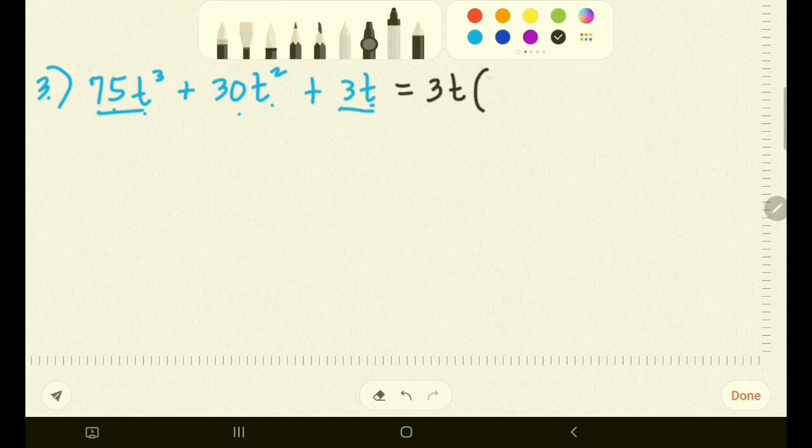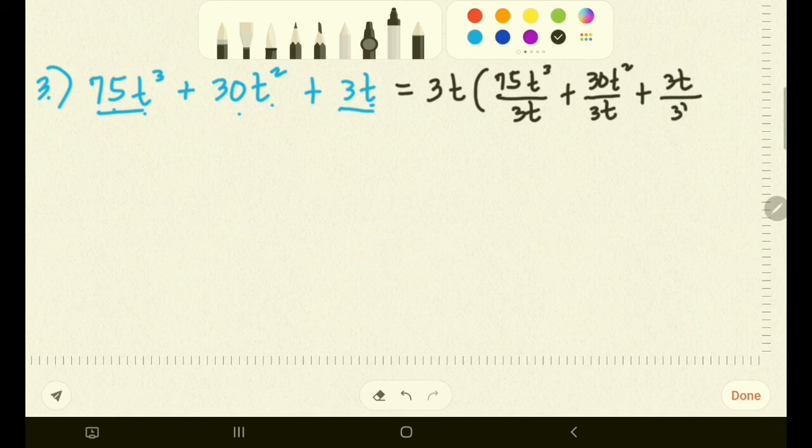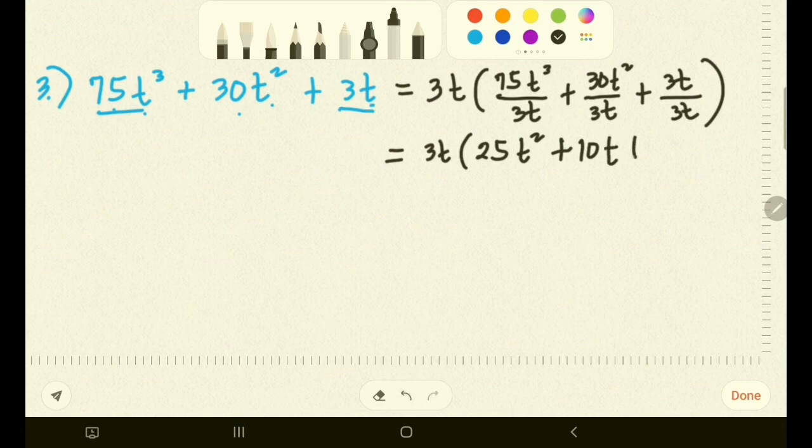Okay, and then you divide each term by 3t. 75t cubed over 3t plus 30t squared divided by 3t plus 3t divided by 3t. Okay. So you have 3t. 75 divided by 3, that is 25. t cubed divided by t, that's t squared. And then 30 divided by 3, that's 10. t squared divided by t, that's t. And then plus 3t divided by 3t is 1.